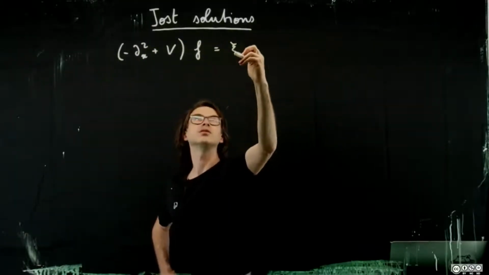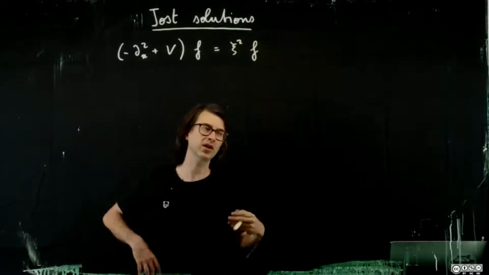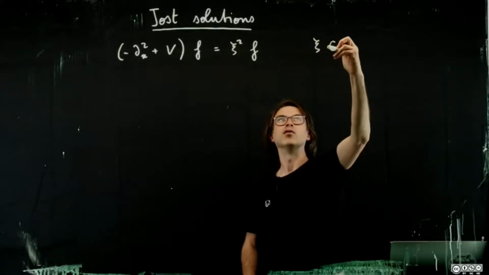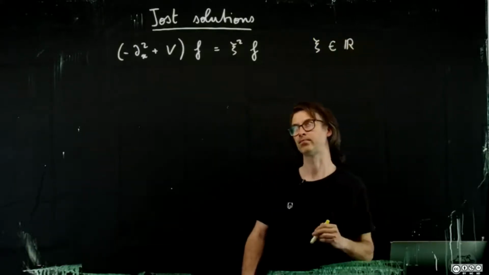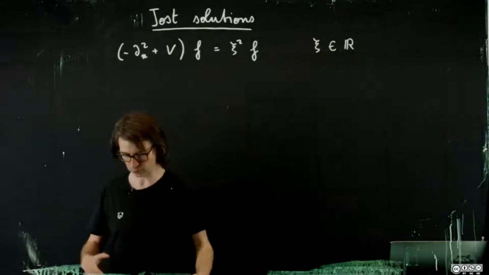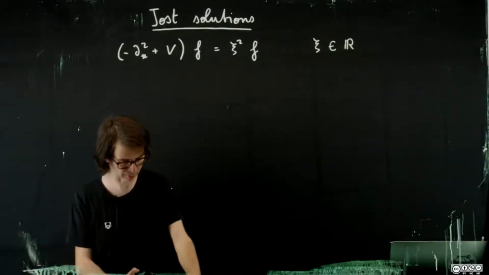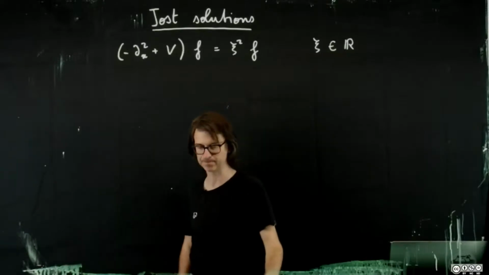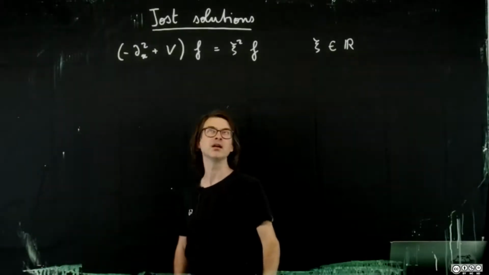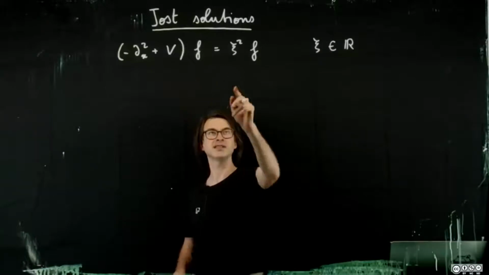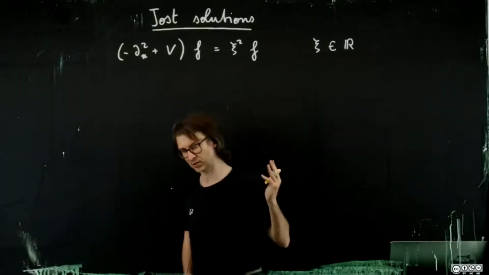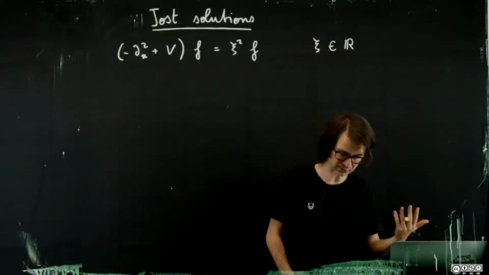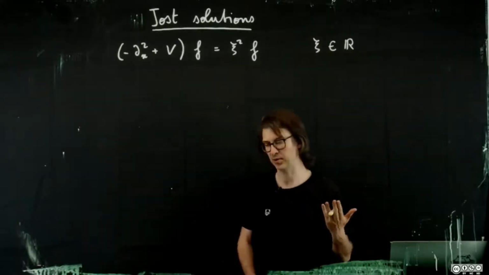equals ξ² f. Okay, so for now we take ξ to be real for simplicity. But to do the whole argument, you need to allow for complex ξ, and there are a few modifications here and there. Okay, so these solutions solve this ODE, and you might say, well, it's just a linear second-order ODE. What can happen?